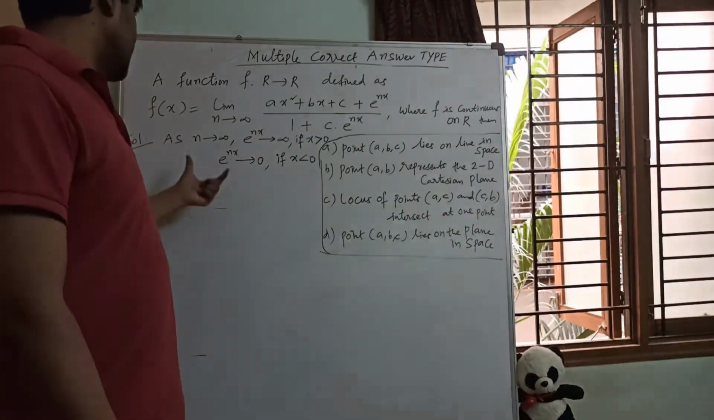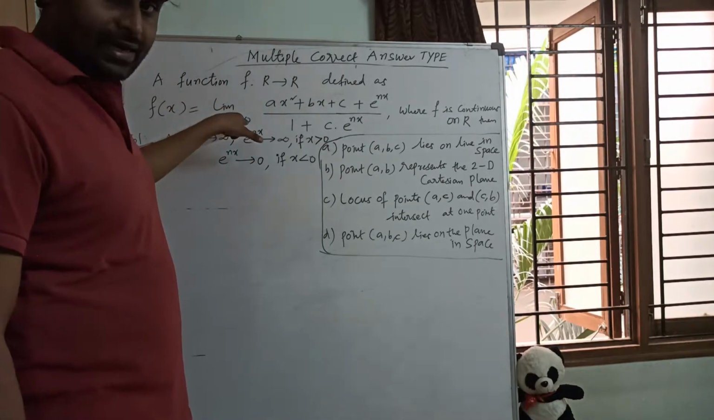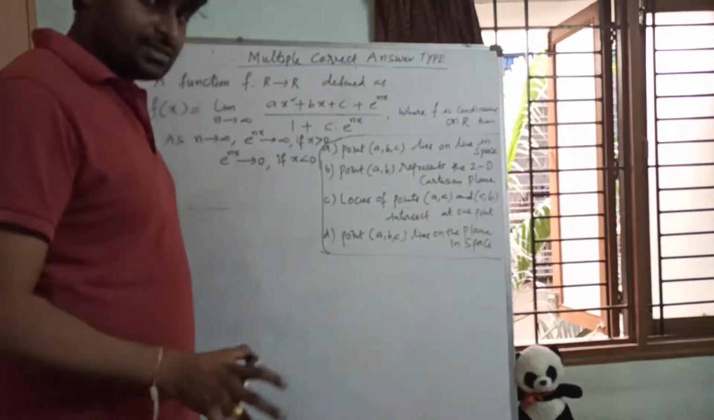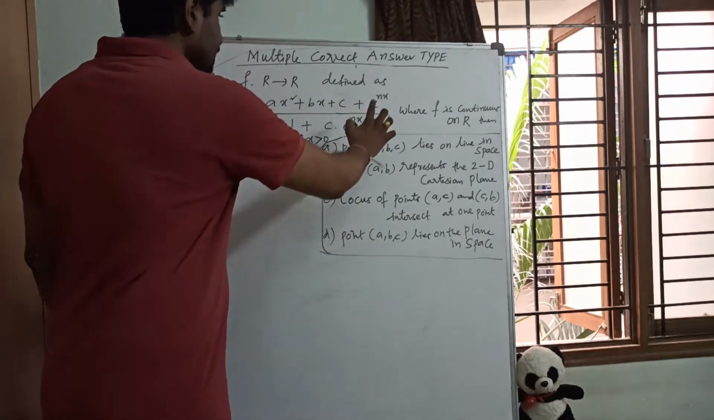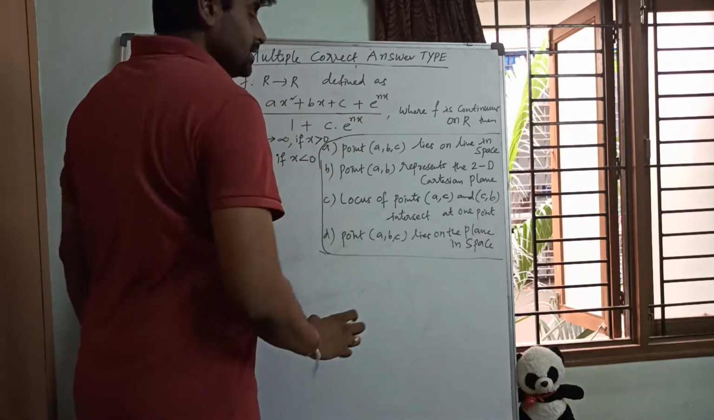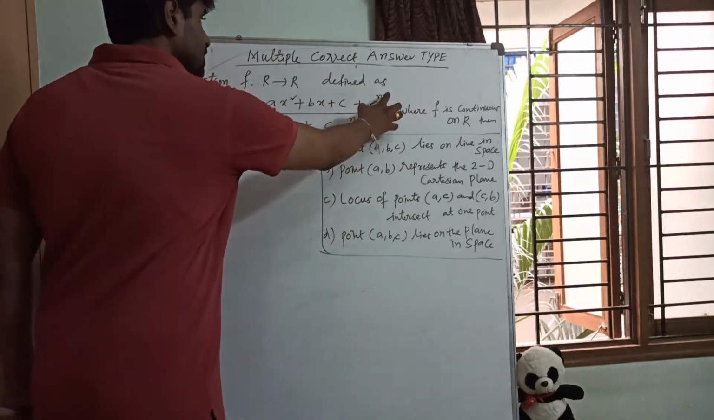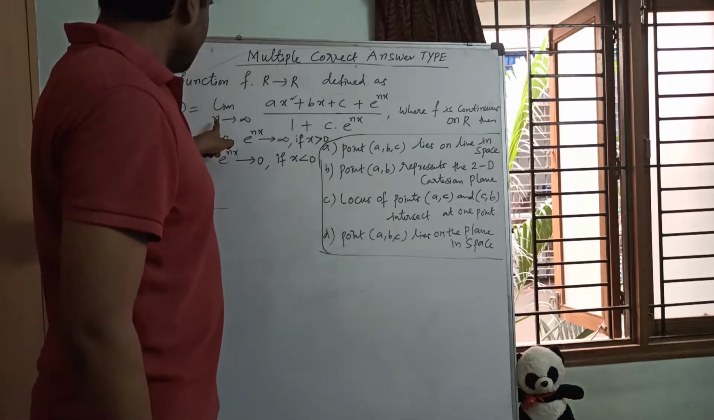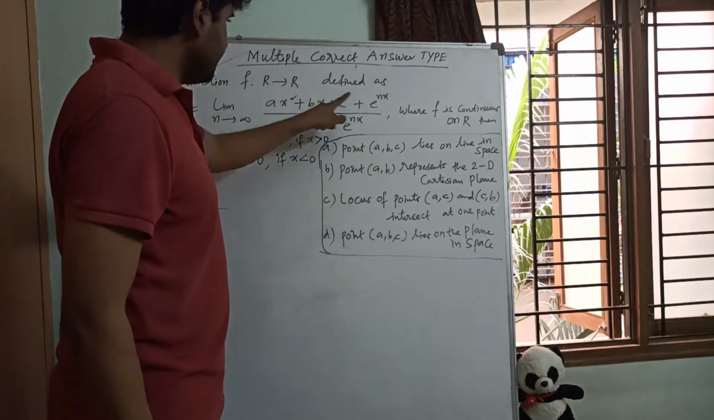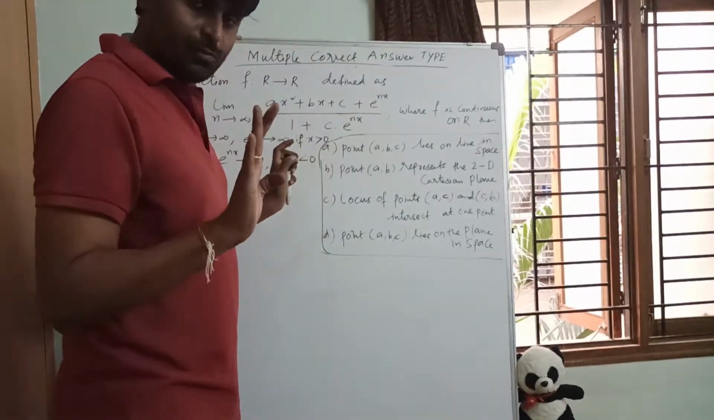Here, first of all, we have to remember one thing. Whenever you are given n tends to infinity, as we discussed in the previous problem, e power nx, generally e value is 2.718, so more than 1. So this will give you infinity directly. Limit n tends to infinity, then e power nx also tends to infinity whenever this x value is greater than 0, positive.